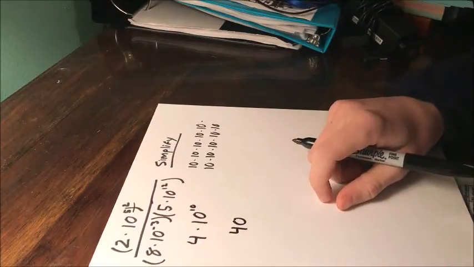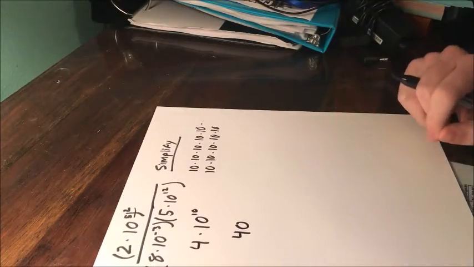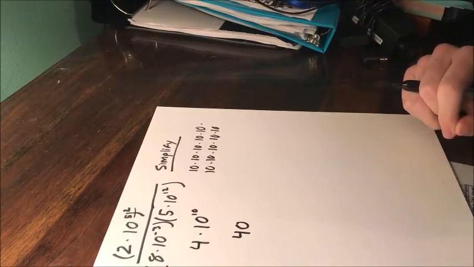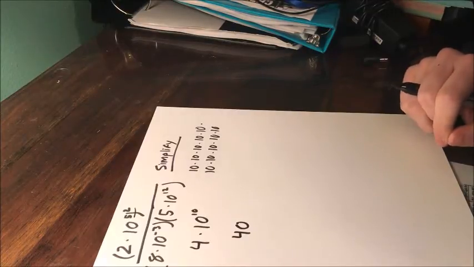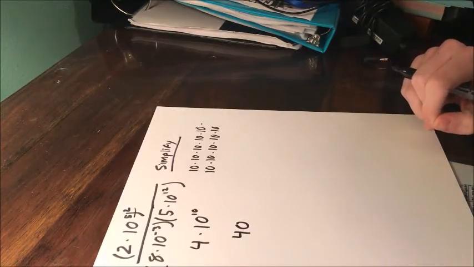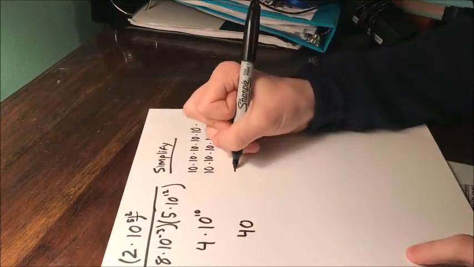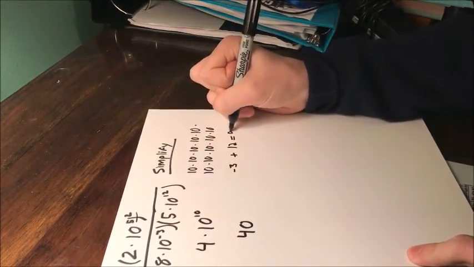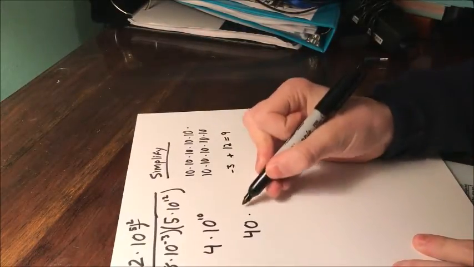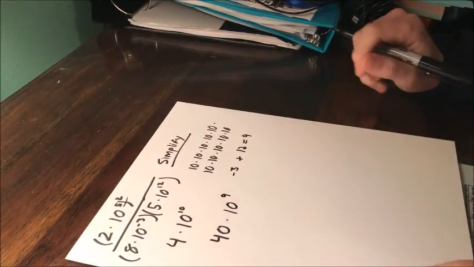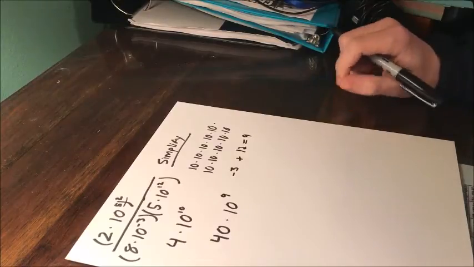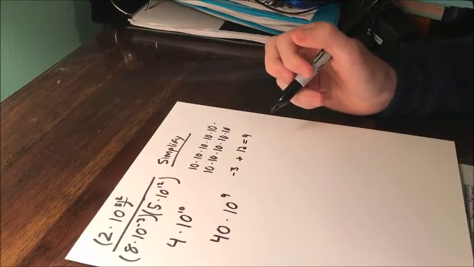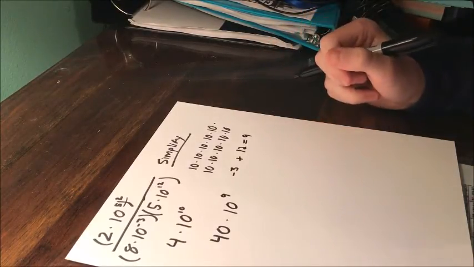And then it gets a little bit tricky, because we have 10 to the minus 3 times 10 to the 12. When you're multiplying exponents of the same base, you add them together. So minus 3 plus 12 is 9. So we end up with 40 times 10 to the 9. But I'm going to slow down and show you why we add when we have a common base.